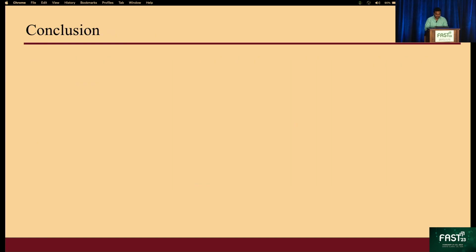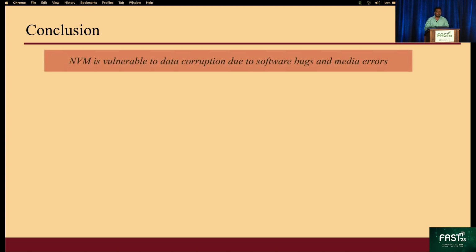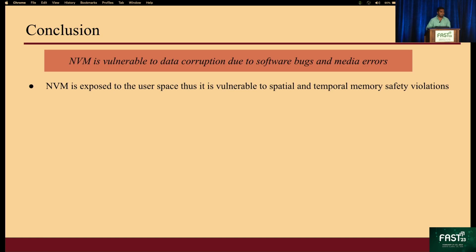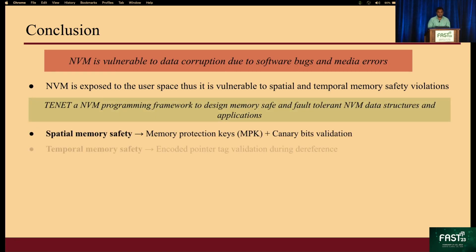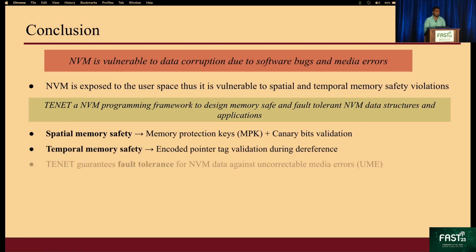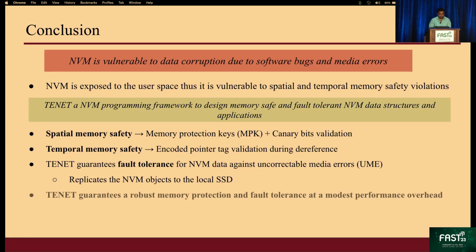Finally, in the beginning of the talk, we started by seeing how NVM data is vulnerable to even a small trivial bug in an application, and also due to hardware and device wear out, right? Because NVM is exposed directly to user space, and there is no longer a file system or anything to protect it, as there used to be in traditional storage media, right? So as a solution to this data corruption problem, we presented TENET, a memory safe and fault tolerant persistent transactional memory, right?